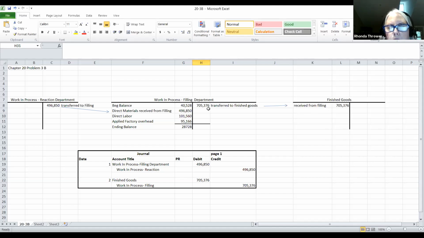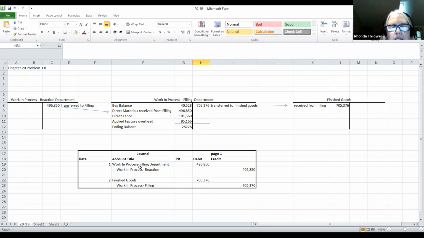Once I know what I've transferred, the difference between the total cost that I incurred for this month minus what I transferred to finished goods will leave me with my ending inventory balance. And you can check this balance with your cost of production report.